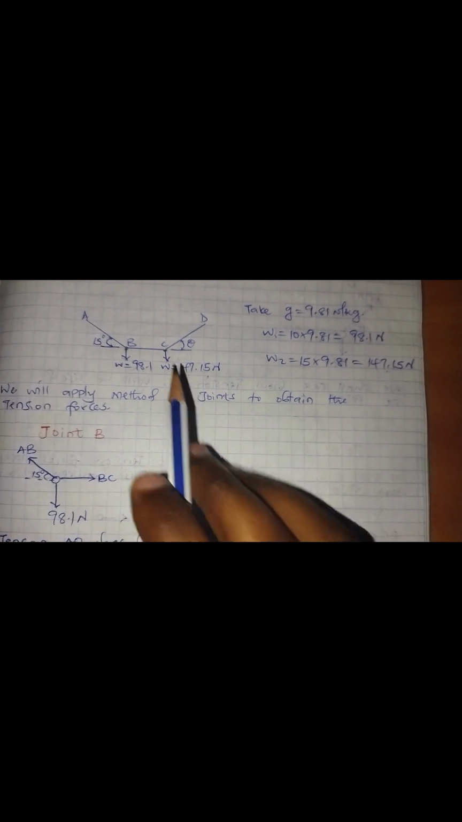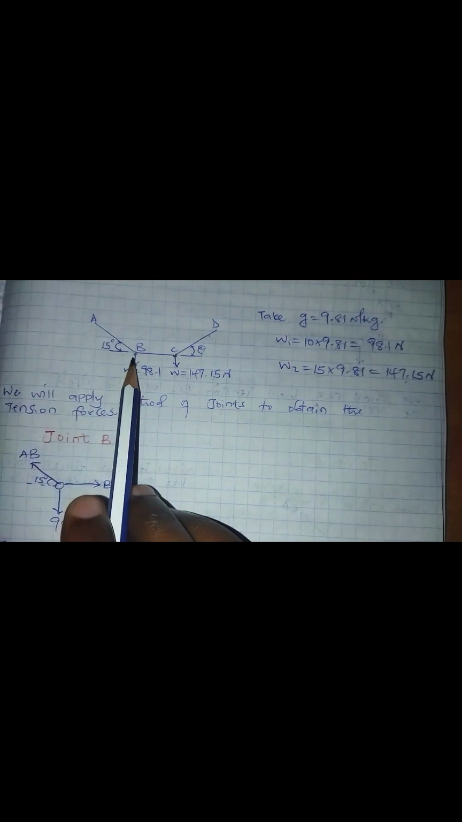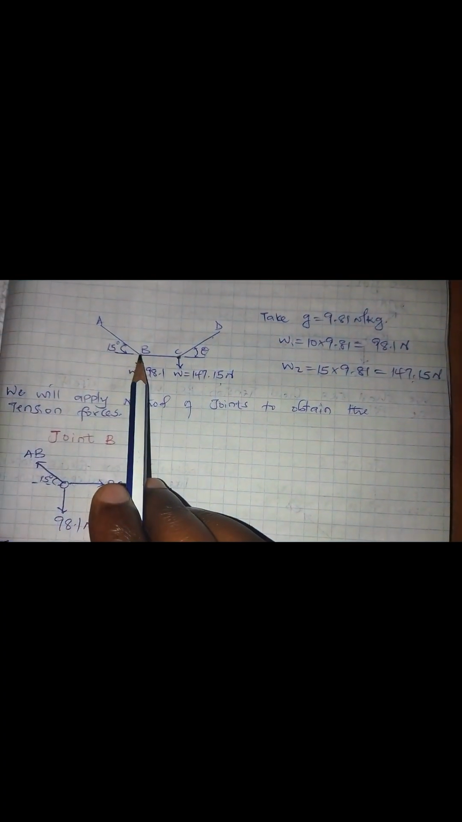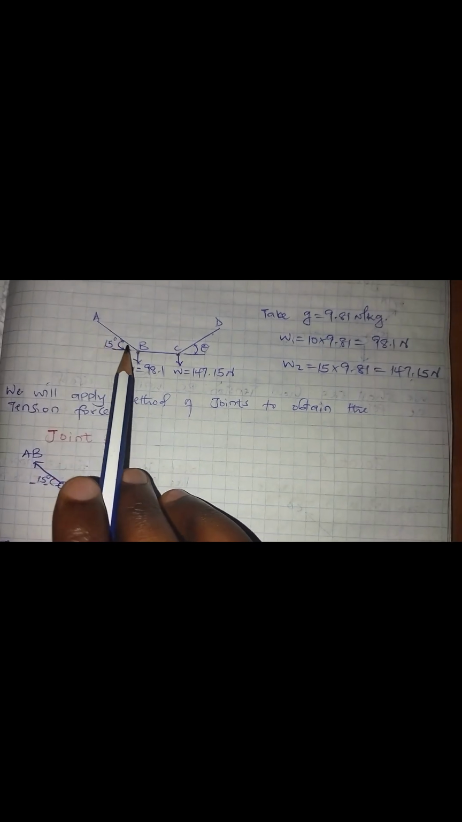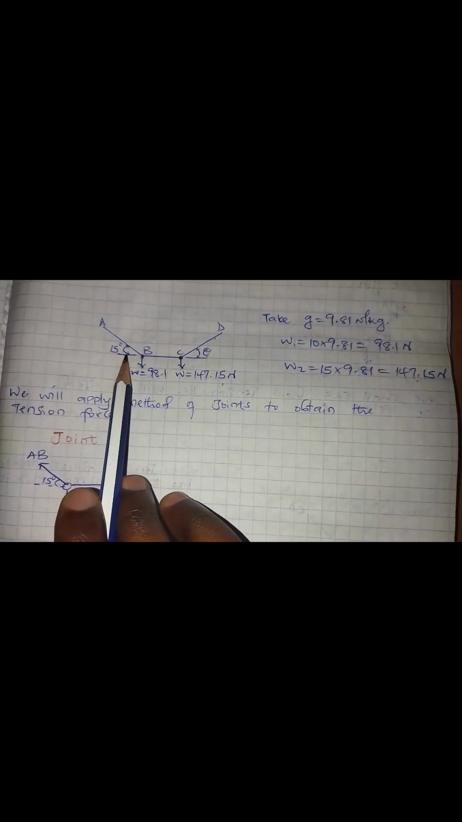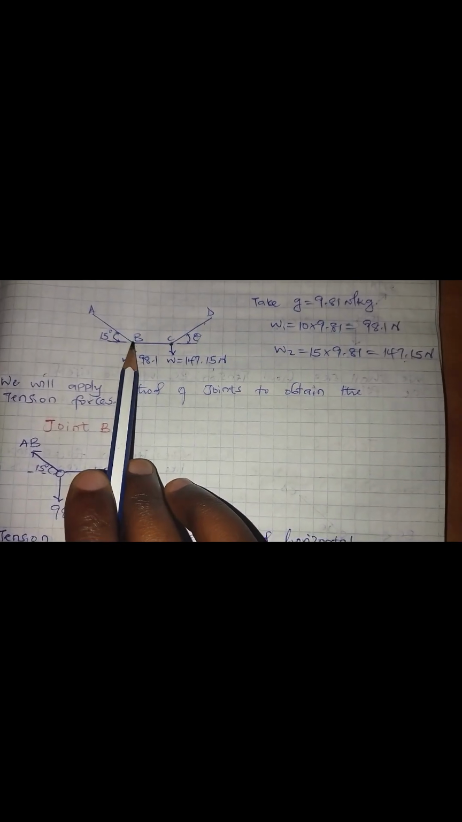What do I mean by two unknowns? You have this angle that is unknown, and you have the tension force here which is unknown, so you cannot solve for anything here. Here we have only one unknown, this tension force. The angle here is known, so it is prudent to start from this point. So let us see, follow along.